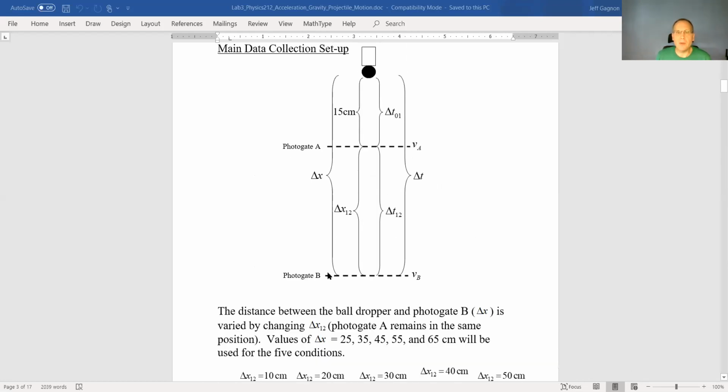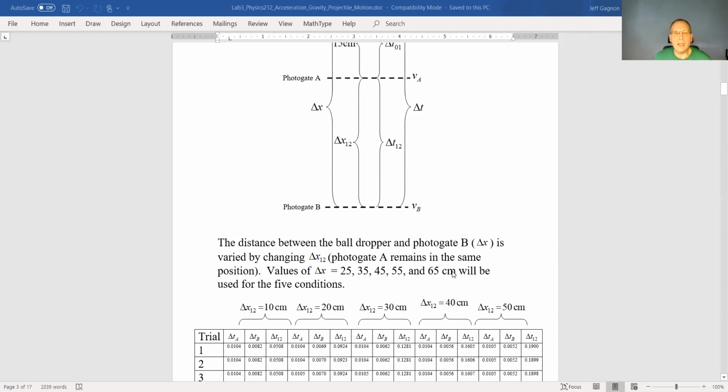So this photogate will start 10 centimeters below photogate A, which means it'll be 25 from the ball dropper. Then it's going to increase to 20 centimeters below A, which means it'll be 35 from the ball dropper, and so on. So that photogate is going to move down.